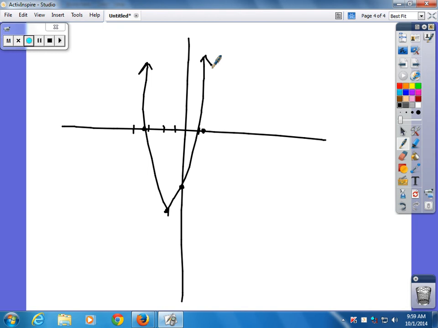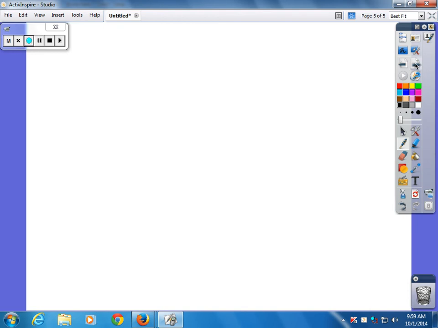All right, let's do another one. And I'm going to let you work on this one by yourself. 3x squared plus 5x plus 7 is equal to 0. All right, get to work. I'll give you 5 minutes.